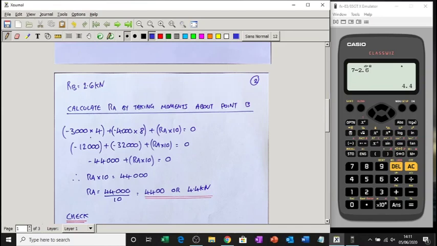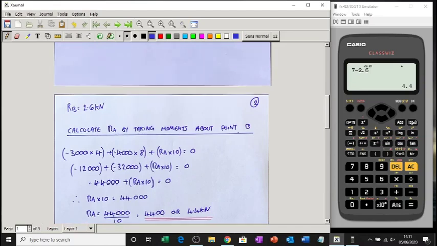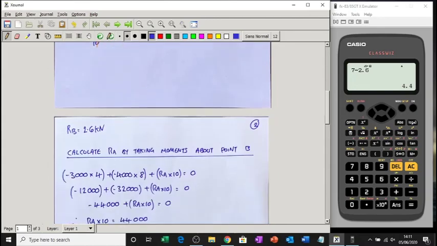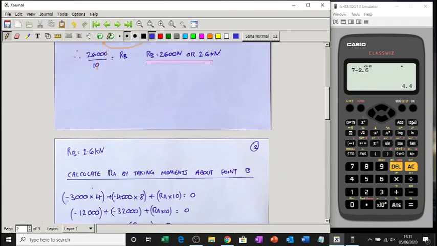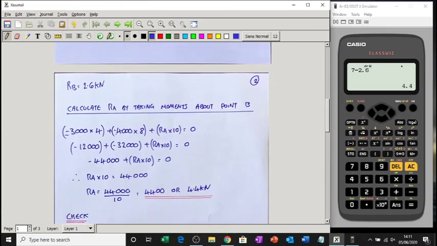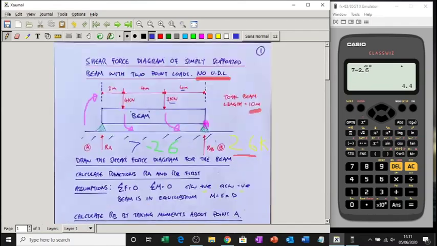So calculate RA by taking moments about point B. So 3,000 times by 4. There's my 3,000 times by 4. It's going anti-clockwise. That's why I got a negative number there. The next one, plus, is going to be 4 times by 8. So 4 is the force, 4 kilonewtons, 8 is the distance. Don't forget, we're adding up the moments, and this is going to go anti-clockwise, that's why I put a negative number there. And then the last one is RA.